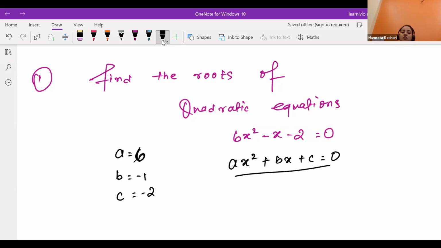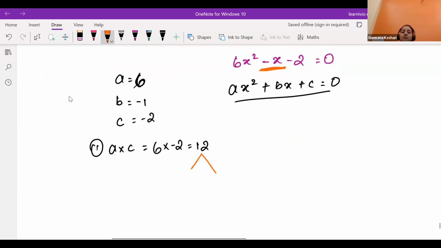Then we do the multiplication of a with c. A into C. So our A is 6, our C is minus 2. Sign doesn't matter over here. We just need to see which number we are getting. So 6 times 2, 12 we are getting. Now we will focus on the middle term, that is minus 1. Now we will try factorizing this 12 by using two such numbers which added together or maybe subtracted together will generate this middle term, that is minus 1.